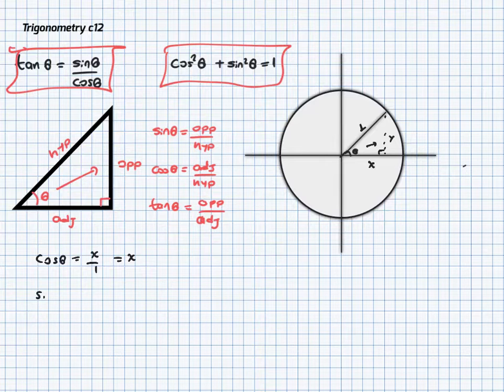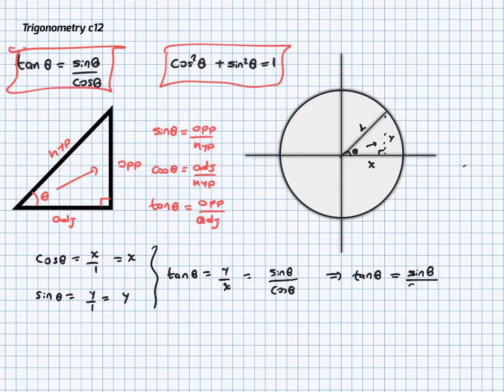And similarly, sine of that angle is going to be y over 1, that is the opposite over hypotenuse, that will be y. And when you look at the tangent theta, which is opposite over adjacent, y over x. And just now I have received that y is equal to sine theta, x equals cosine theta. It gives me the idea that tangent theta could be written as sine theta over cos theta.